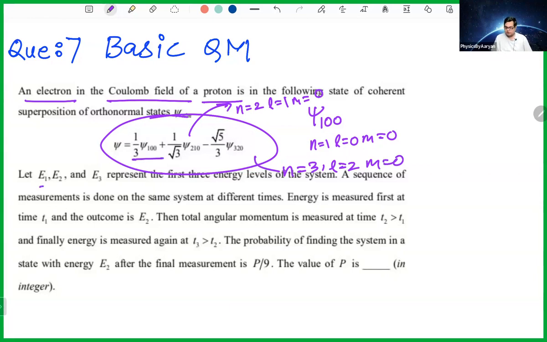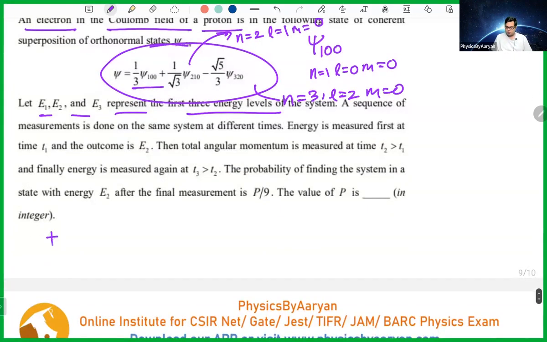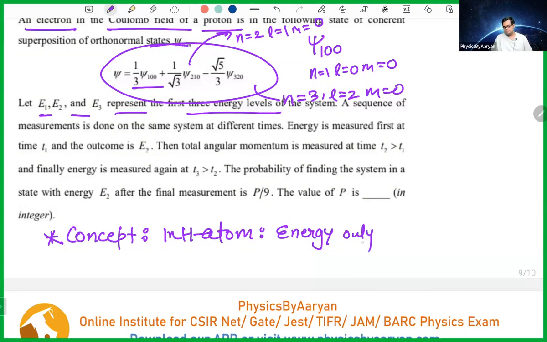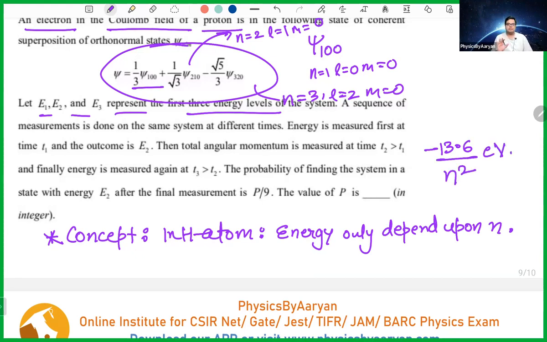E1, E2, E3 are the energies of the first 3 levels. Okay. Concept number 1. In a hydrogen atom, energy only depends upon n, and we have derived this in the class as well. If you see the quantum mechanics in 3D lecture, you will find this out. Energy only depends upon n, and if I want to remind you of the formula, this is the formula. Okay. So as long as your n is the same, your energy will be the same, and if your n is different, your energy will be different.